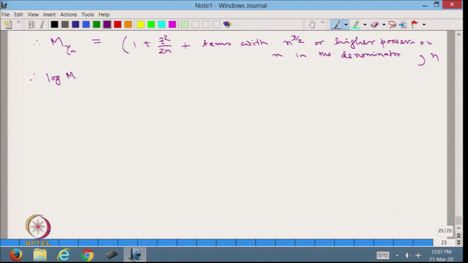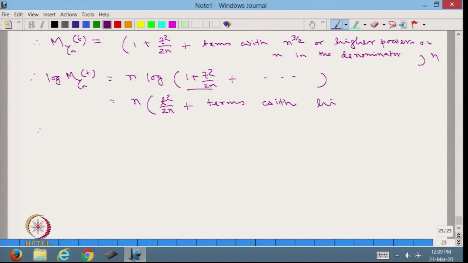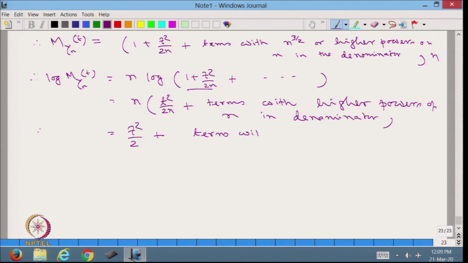Therefore, log of m y n at t, here also there should have been a t, is equal to n times log of 1 plus t square upon 2n plus such terms, is equal to n times t square upon 2 by n plus terms with higher powers of n in the denominator, is equal to t square by 2 plus terms with power of n in the denominator.